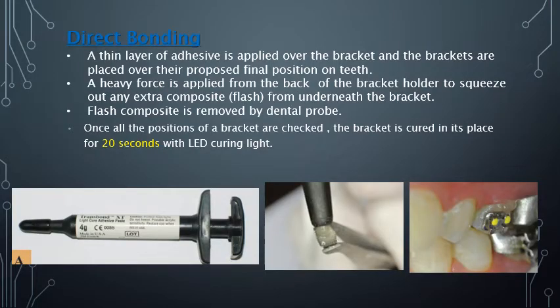Direct bonding. A thin layer of adhesive is applied over the bracket and the brackets are placed over their proposed final position on the teeth. A heavy force is applied from the back of the bracket holder to squeeze out any extra composite from underneath the bracket. Flash composite is removed by a dental probe. Once all the positions of the brackets are checked, the bracket is cured in its place for 20 seconds with an LED curing light.